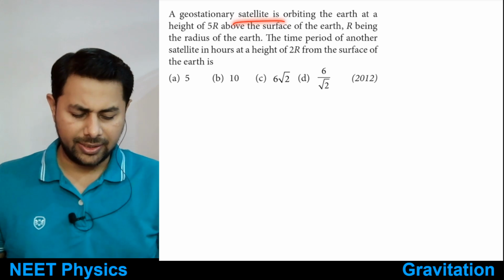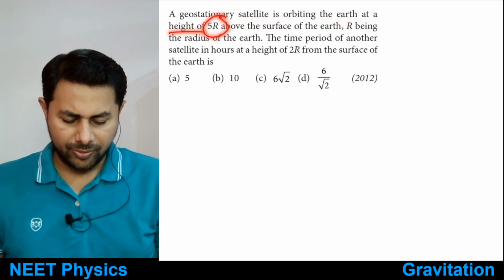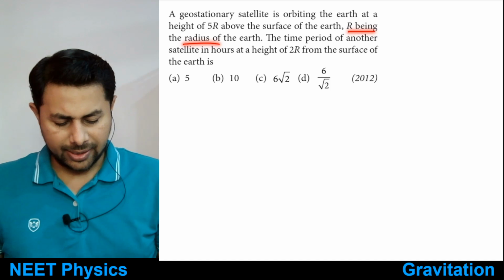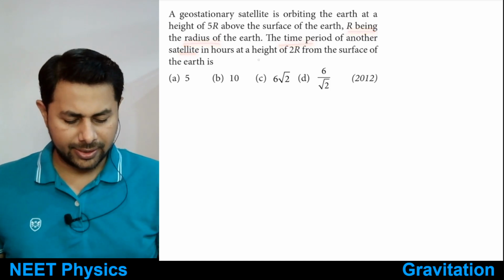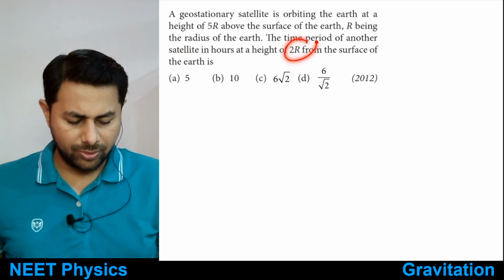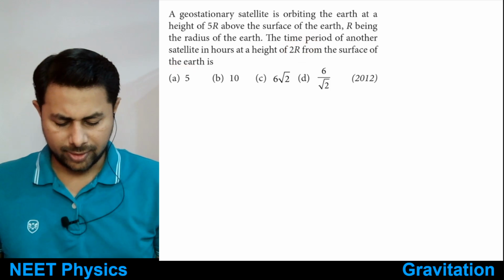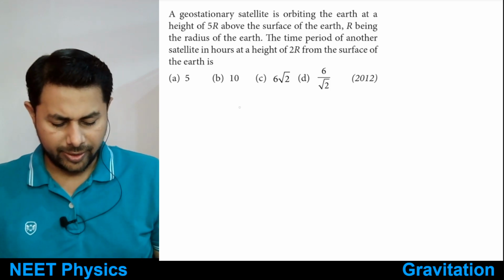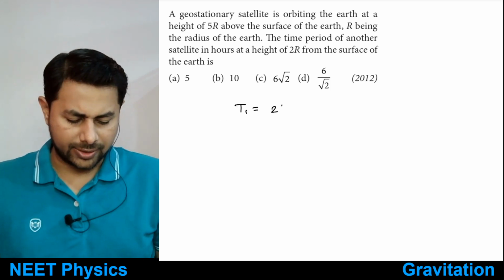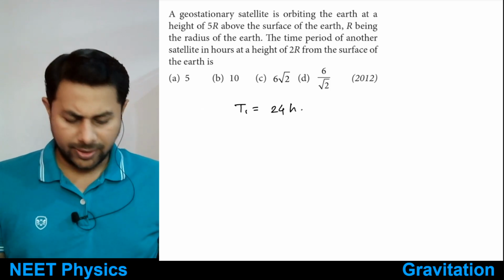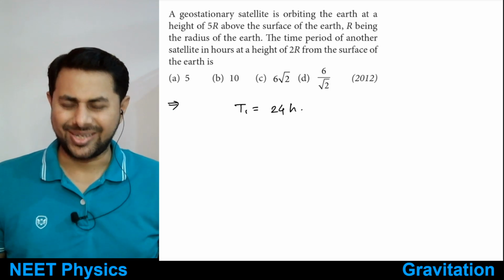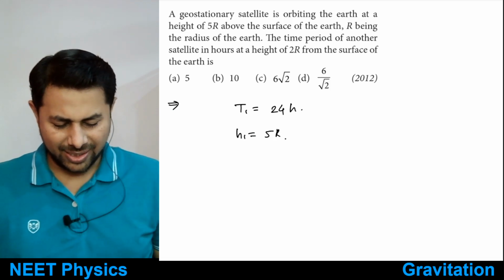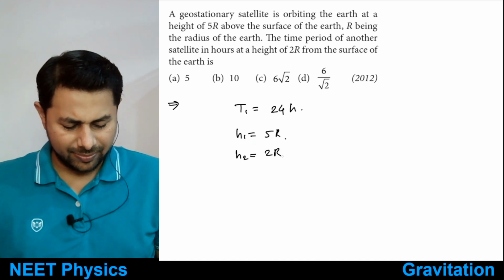Let us see the next one. A geostationary satellite is orbiting the Earth at a height of 5R above the surface of Earth. This is similar to the earlier one. R being the radius of Earth, the time period of another satellite in hours at the height of 2R from the surface of Earth is. So the time period of a geostationary satellite is equal to 24 hours. So T1 is equal to 24 hours. We just need to remember this. Then H1 is equal to 5R and H2 is equal to 2R. Then what is T2?